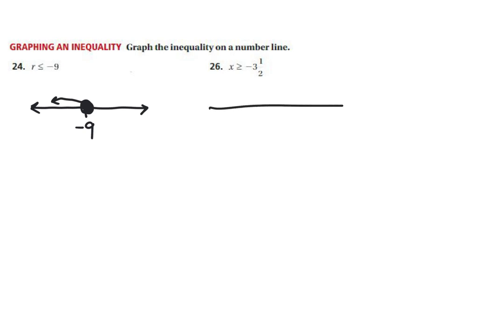For number 26, we'll plot our point, -3 1/2. So x is greater than -3 1/2, so the arrow is pointing to the right, and it says greater than or equal to, so we will fill our circle in.